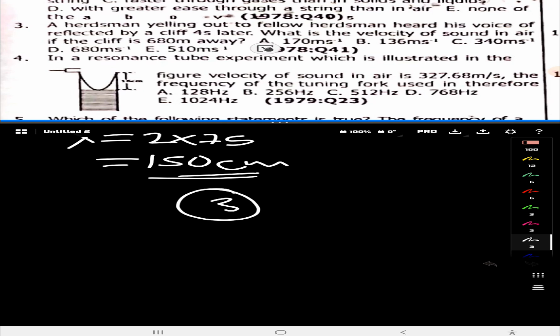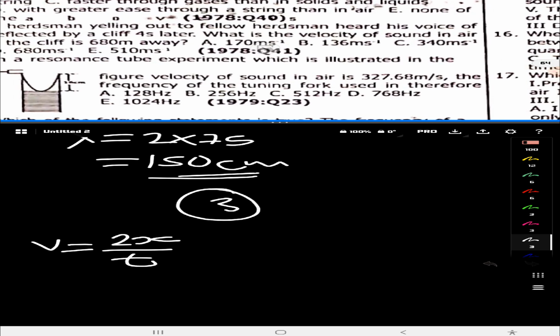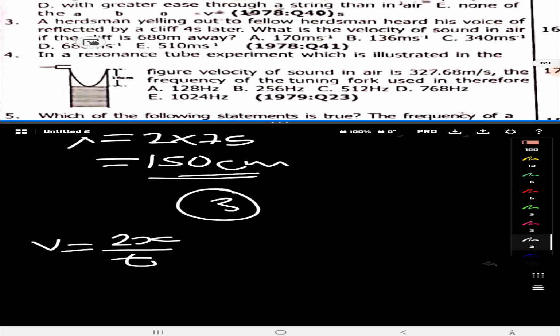Now you need to know something called the echo formula. The echo formula is V equals 2x over t. Coming back to our question, they give us time as 4 seconds, and the 680 meters they give me here, I put as x. Now I can solve for v. It's very easy. Plug in your data.